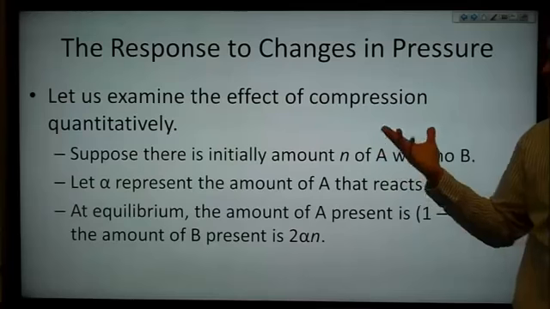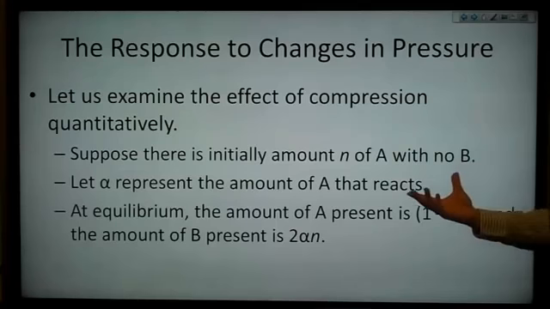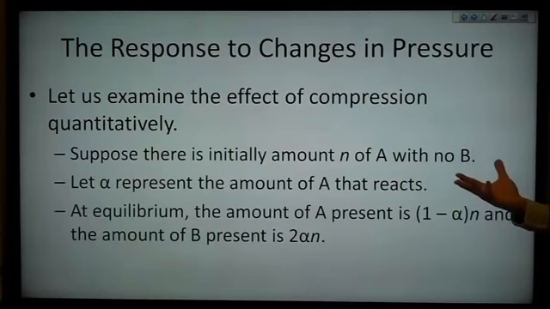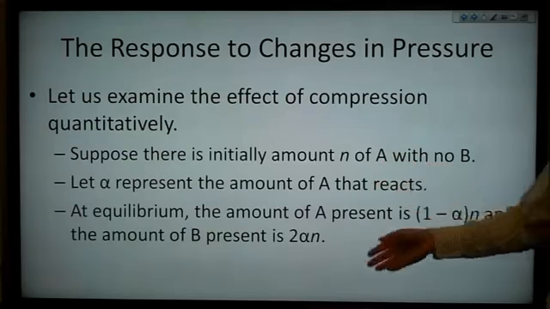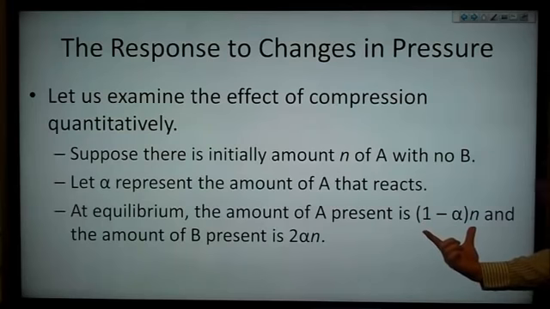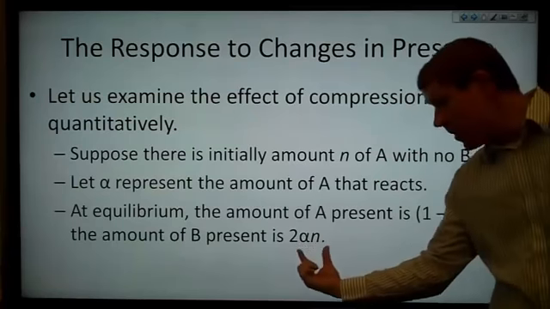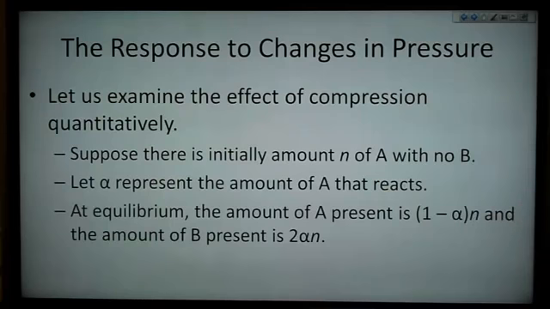So let's examine this effect of compression quantitatively. Suppose we have initially some amount N of A with no B present. We're going to let alpha represent the amount of A that reacts, so at equilibrium the amount of A present is 1 minus alpha times the number of moles N, what we started with minus what reacted. And this means that the amount of B present is 2 alpha N, twice the number of moles of A that reacted away times the number of moles of A that we had originally.